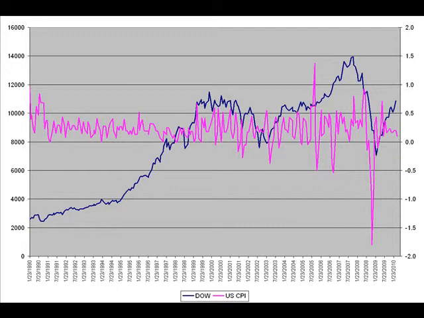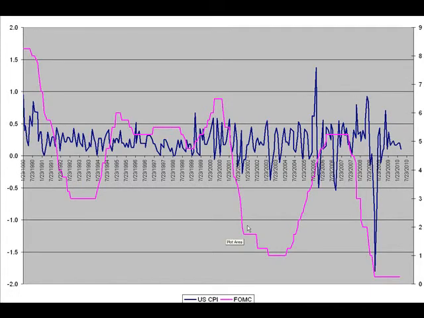And then finally, we take a look at the correlation between the CPI, that's the blue line, the Consumer Price Index, and the violet line is the FOMC, the Federal Open Market Committee. Those are U.S. interest rates, currently just about at zero. During times of economic prosperity, when the stock market is strong, the Federal Reserve will raise interest rates to combat the risk of inflation, which is indicated through the CPI.